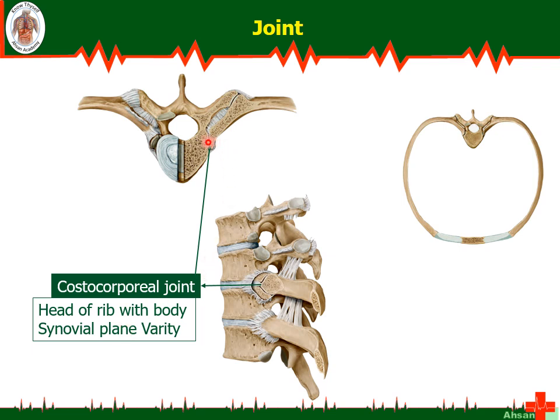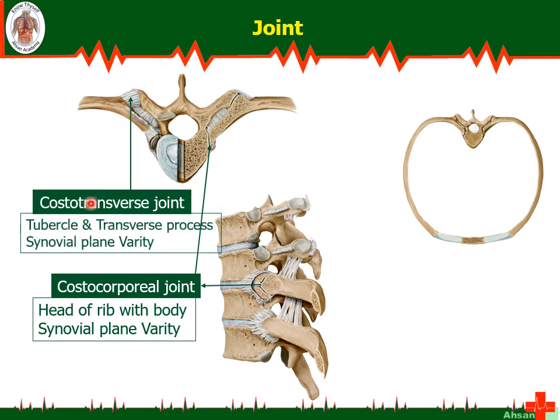This is that joint observed from above. Behind this is the tip of the transverse process, and this one is the tubercle of the rib. They are making a synovial joint, and this is known as costotransverse. Costo means rib, and transverse process. So this is the costotransverse joint, and this is also a plane variety because the joint forming surfaces are flat.